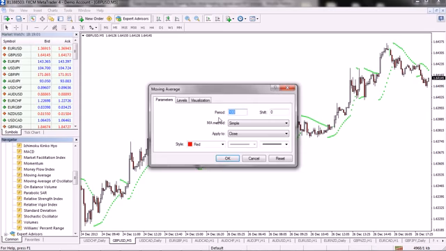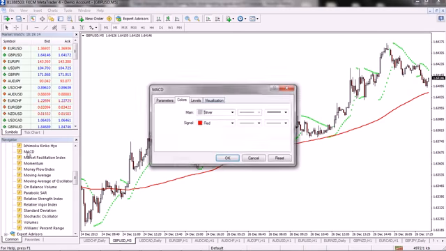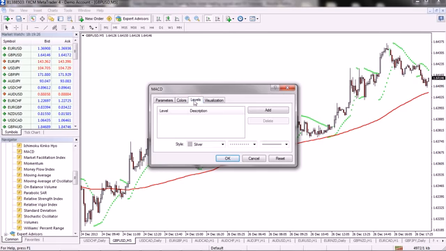The moving average period should be 100, and it's a simple moving average. Click OK and you will see the moving average line here. And put a MACD indicator. The MACD can be the default indicator with fast EMA 12, slow EMA 26, and MACD SMA 9, and the levels just have a 0 level.